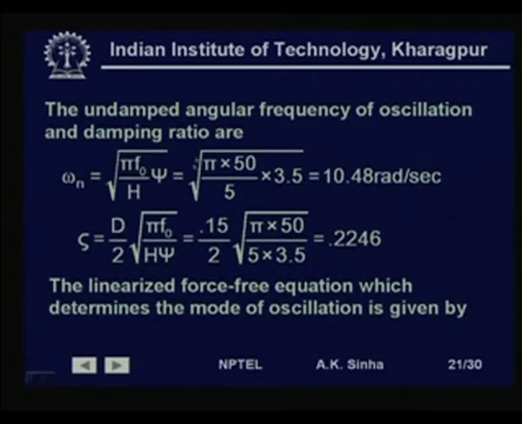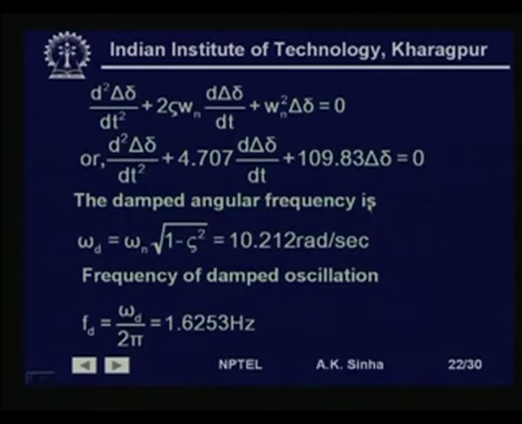The undamped natural frequency, again we can find out for this case, comes out to be 10.48 radians per second, zeta comes out to be 0.2246, and substituting the values in this expression again, omega d, the damped natural angular frequency, comes out to be 10.212 radians per second, and the frequency of damped oscillation is coming out to be omega d by 2 pi is equal to 1.6253.